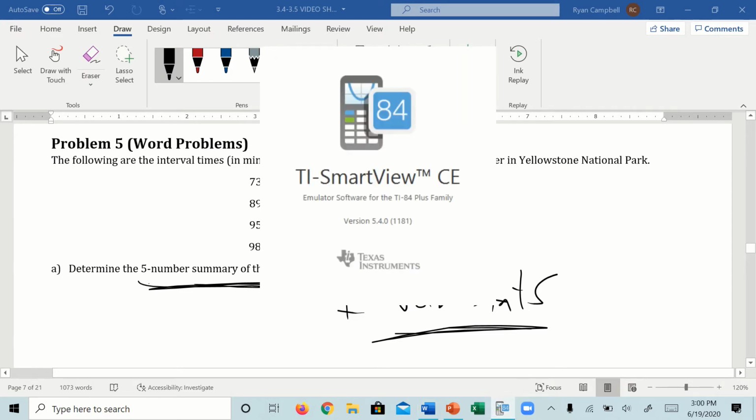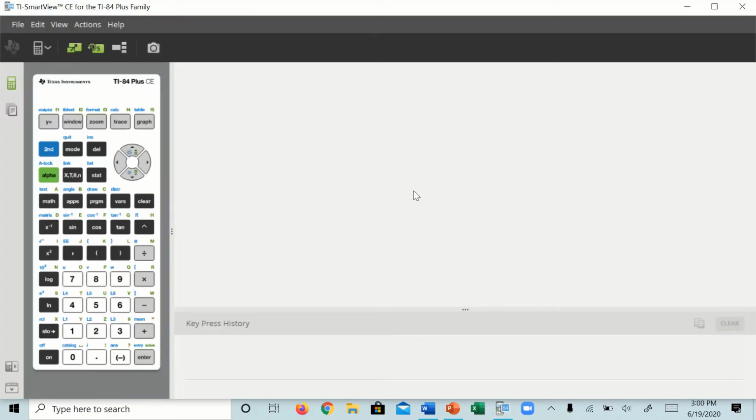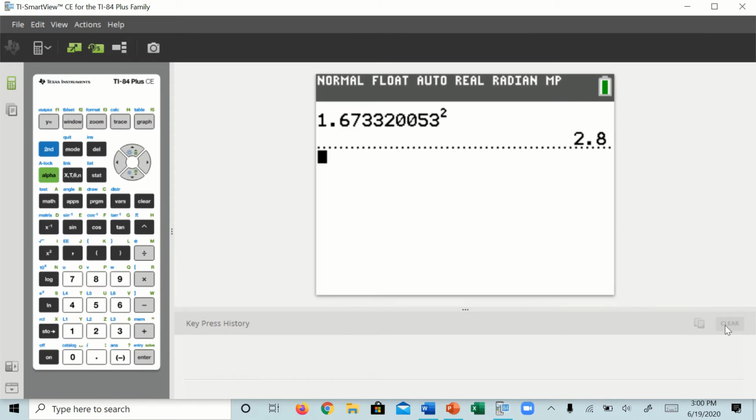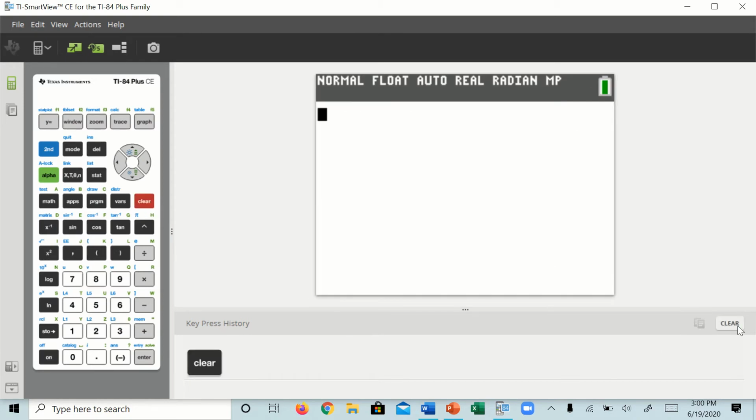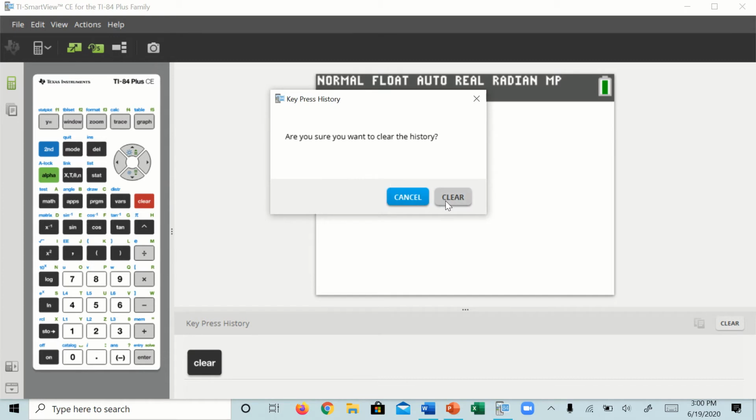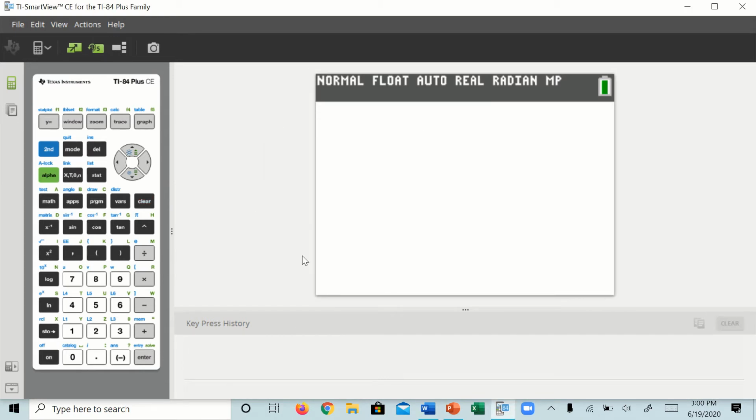So here's the calculator simulator that I'm using. It might take a little while to get up. All right, so we're going to clear it, clear our history. So again, you can follow along with me. Hopefully you have on your paper, this was problem 3, so you have all of the data next to you.